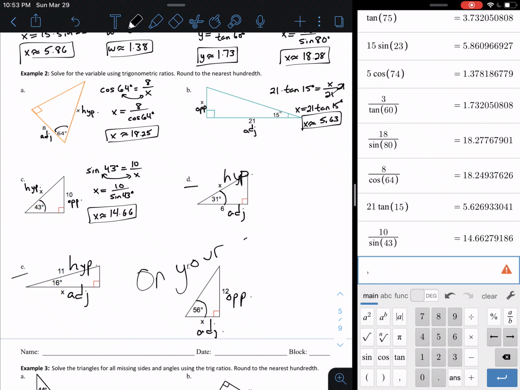I would rather get on to the goal of this section, which is to be able to do what's called solving a triangle.